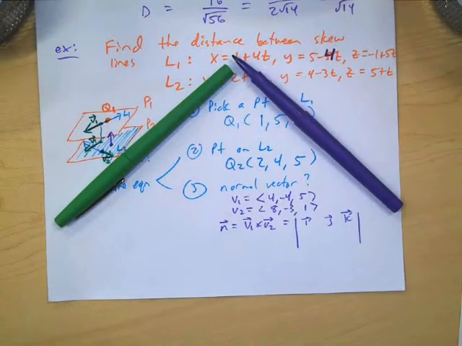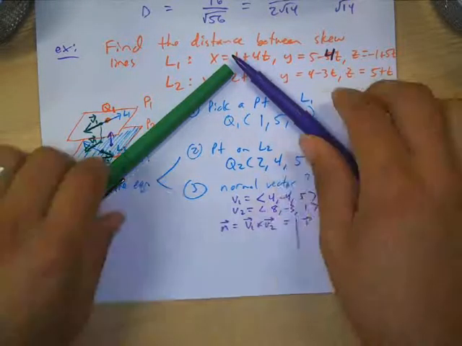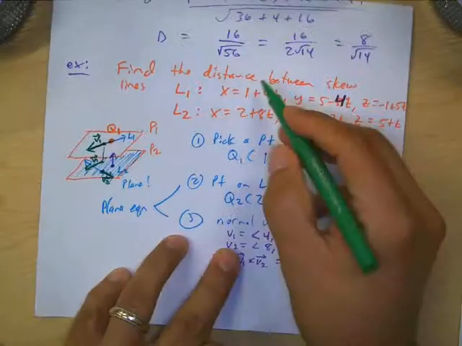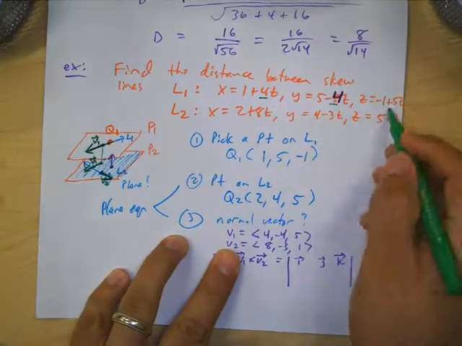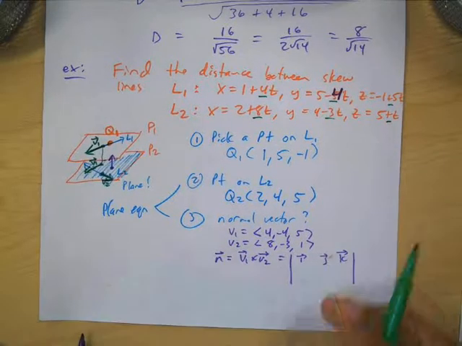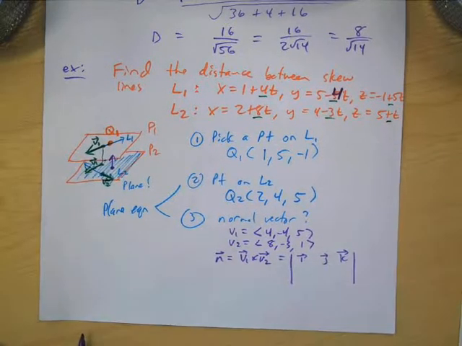So, how did you get V1? V1 and V2 are just from the vectors that are on the lines themselves. Does that make sense? Okay. Anything else? Yes.